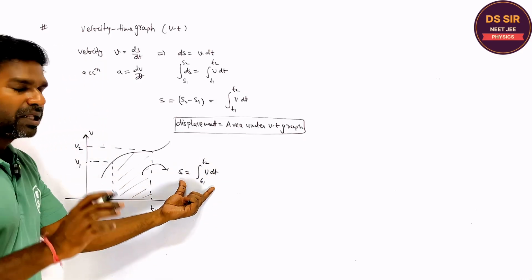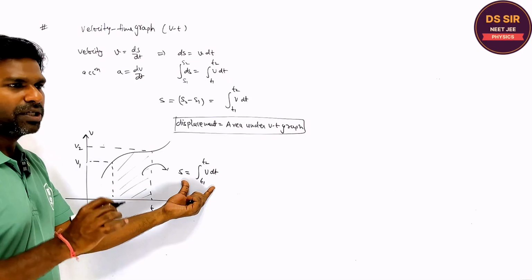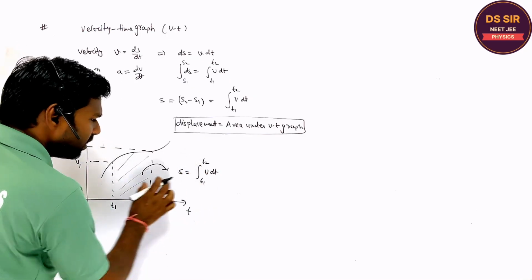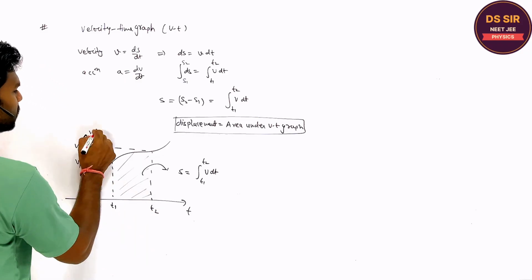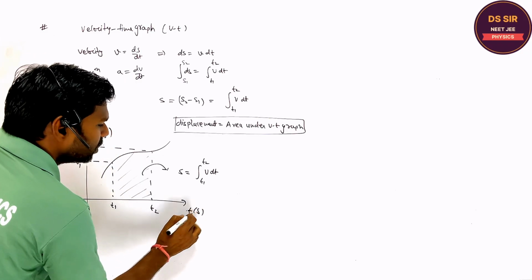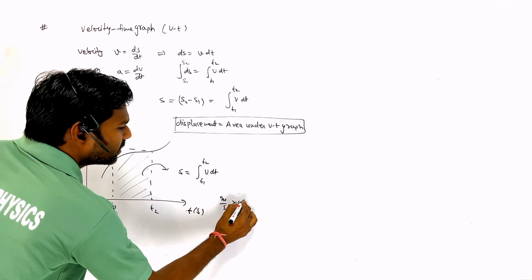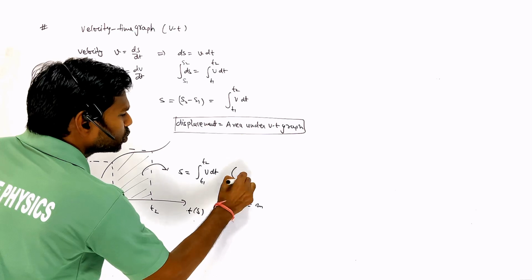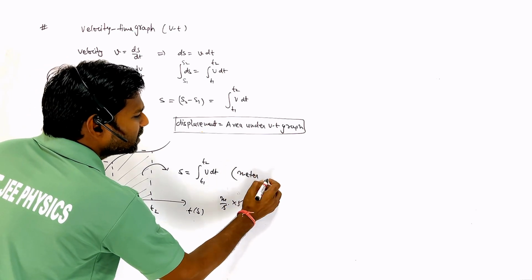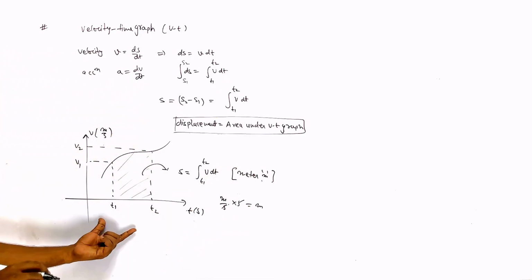Listen, one more thing. The area of the vt graph is not its dimension, its unit is meter square? No. Here for the area of the vt graph, velocity is in meter per second and time is in second, right? So if you multiply meter per second and second, you will get meter. So the unit will be meter. Meter means the displacement you will get if you find the area. This is one thing.